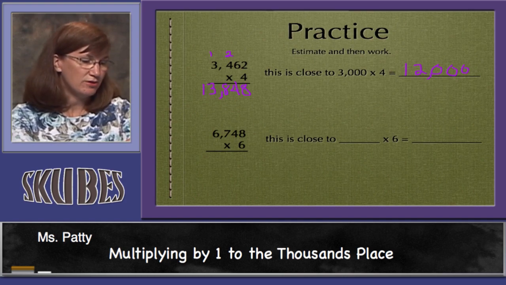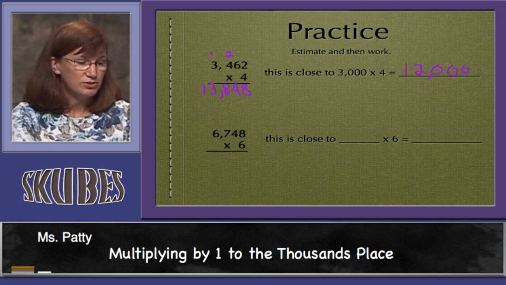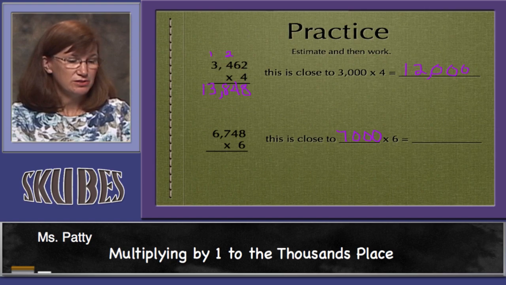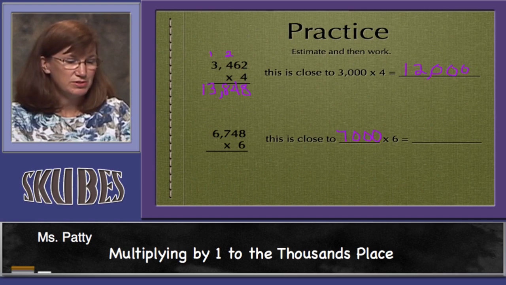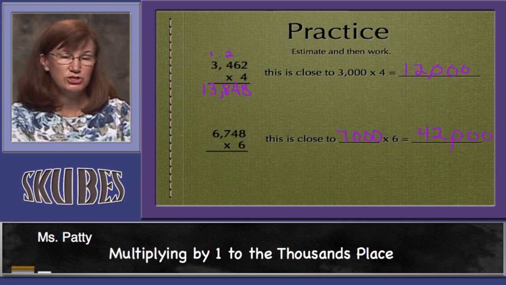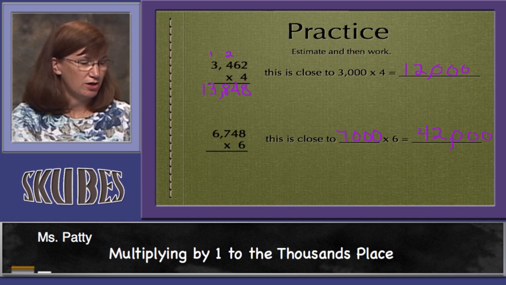Our problem is 6,748 times 6. 6,748 is very close to 7,000. We would round that up. 7,000 times 6, well, let's back up and think 6 times 7 is 42. We had 3 zeros in 7,000, so we put our zeros in. That gives us 42,000. Let's see how this works and see how close we are.